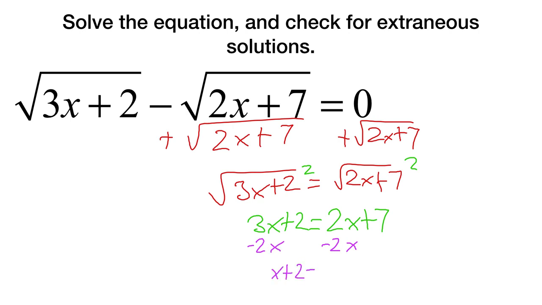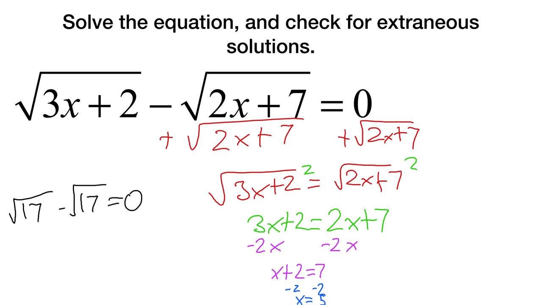x plus 2 is 7. Then I'm going to subtract 2. x is 5. At which point, since x is 5, I put this in. Square root of 15 plus 2. Let's rewrite this a little bit smaller. Square root of 15 plus 2 is 17, minus the square root of 2 times 5 is 10, plus 7 is also 17, equals 0.